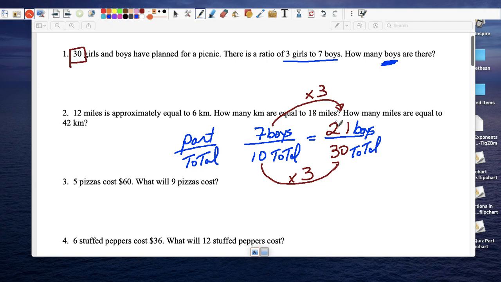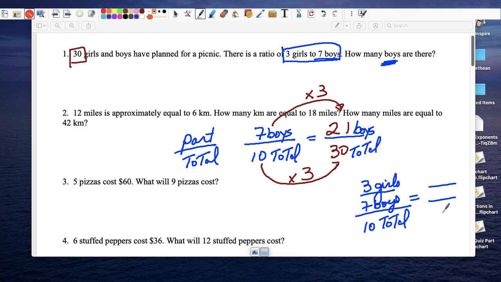The other one, I like the other one. I don't know why, but I like it. I write this ratio here. There are 3 girls, 7 boys, and then I write the total. It's easier, and there's a total of 10. Then on the other side, I'm going to write my information: girls, boys, and total. The other information that I have is that the picnic has 30 people in total. How many girls and how many boys?